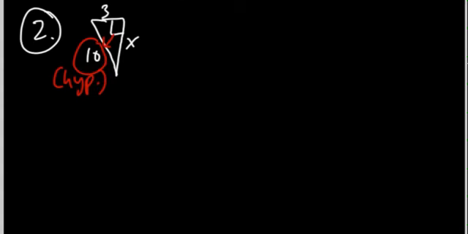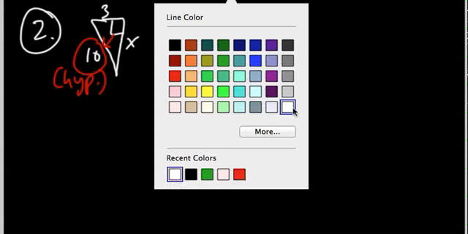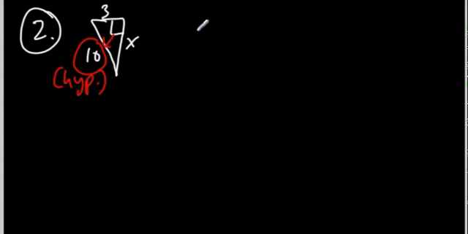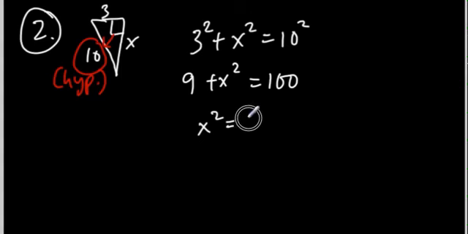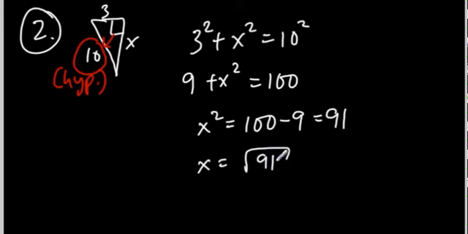So once we have that, we pretty much have our equation set up. So it's 3 squared plus x squared is equal to 10 squared. So that's 9 plus x squared is equal to 100. X squared is equal to 100 minus 9, which is 91. So x is simply the square root of 91. Okay, number 3. We have it in this way.